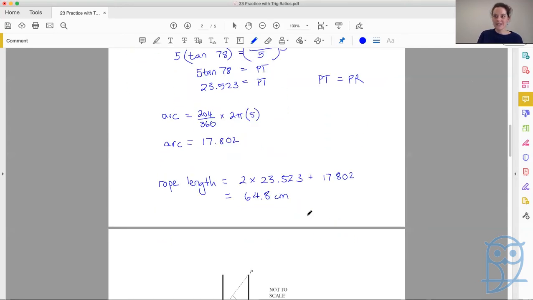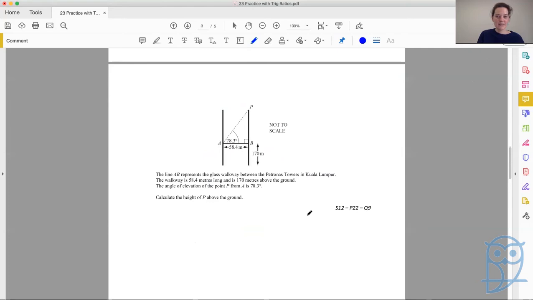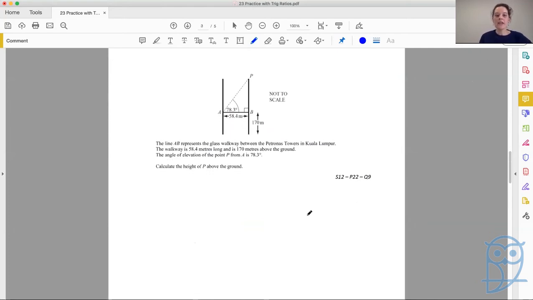Okay, so next question. The line AB represents the glass walkway between the Petronas Towers in Kuala Lumpur. The walkway is 58.4 meters long and it's 170 meters above the ground. The angle of elevation of the point P from A is 78.3. Calculate the height of P above the ground. And you see again, when we look at this, we have a right angle triangle going on here. Okay? The height of P above the ground means we need this length, PB.